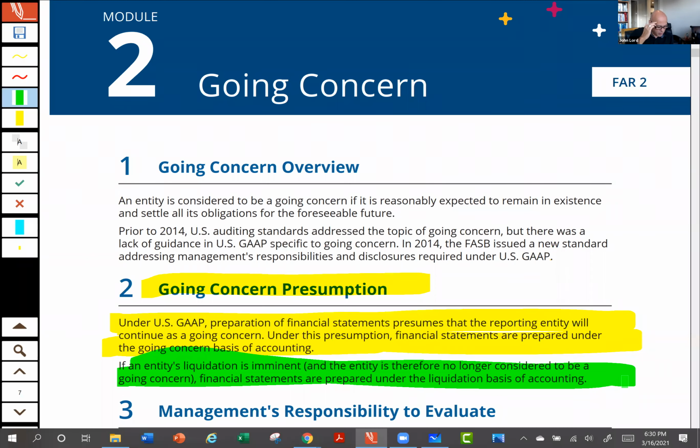So something to get in our minds right now is that under the going concern disclosures, even if we have a going concern issue, we will still prepare the financial statements under the going concern assumption, not the liquidation assumption.